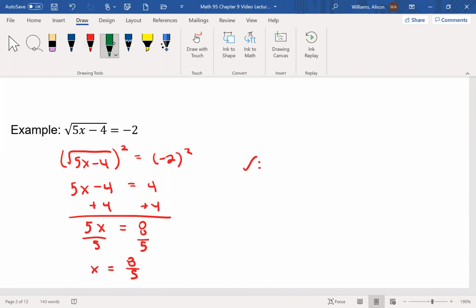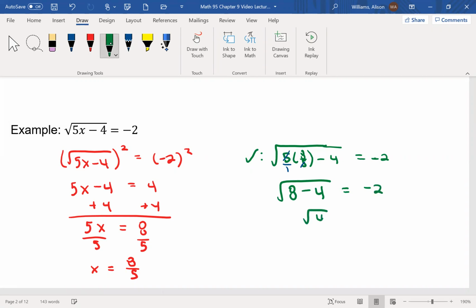Oops, I meant to do that in green. Okay, so I know that it seems terrible to plug in a fraction, but this isn't going to end up working out too badly because that fraction will simplify nicely with the 5. So I could put the 5 over 1, right? And the 5's cancel. And I'm left with 8 minus 4, which is 4. And the square root of 4 is 2.